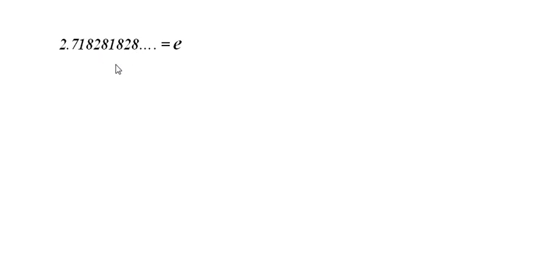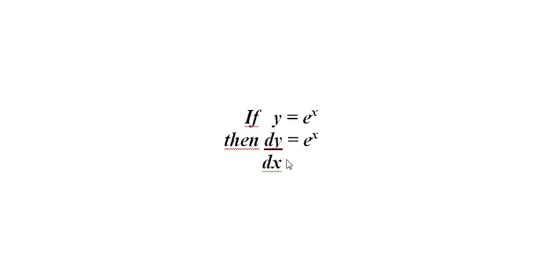Now this is another irrational number, like pi is an irrational number, and we have a symbol for it, and we call it e. So if y were equal to e to the power x, then the gradient dy over dx also equals e to the x. In other words, the graph and its gradient graph are the same.